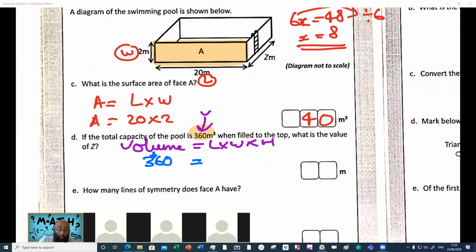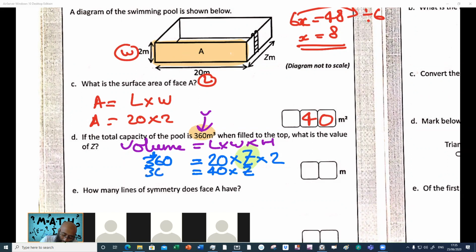And what's the length? The length is 20. And the width is? The width is z. And the height is? 2. Okay, very good. So we've got to work out the z. Let's work out what's around it. What's 20 times by 2? 20 times by 2 is 40.